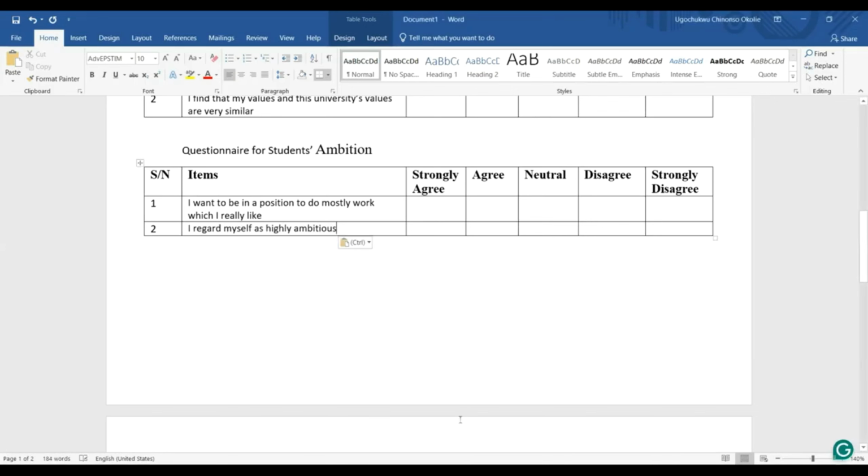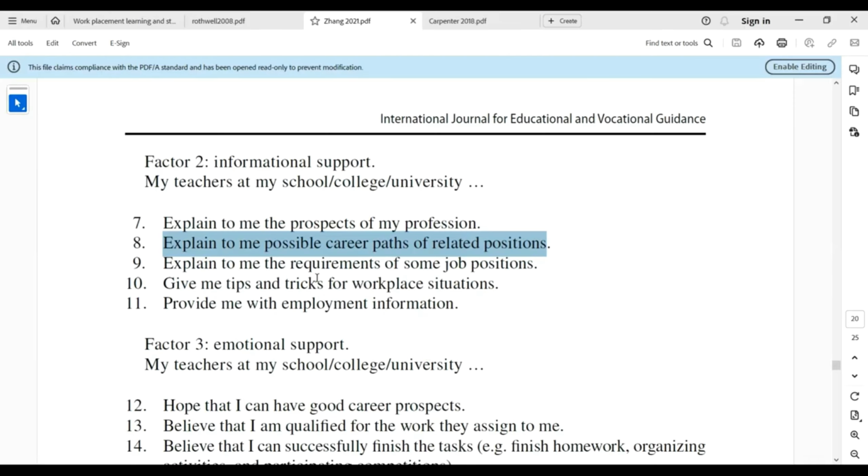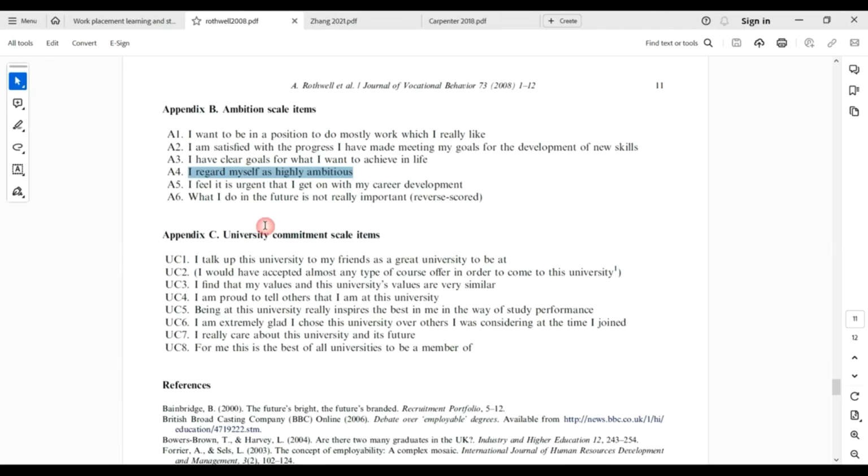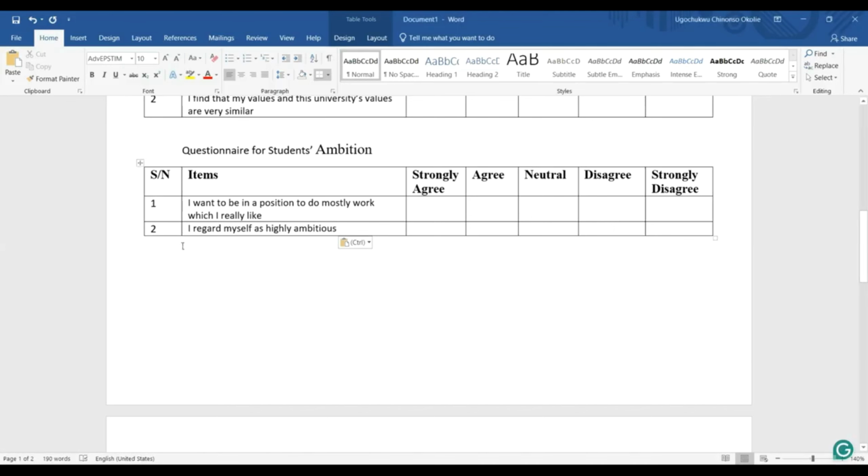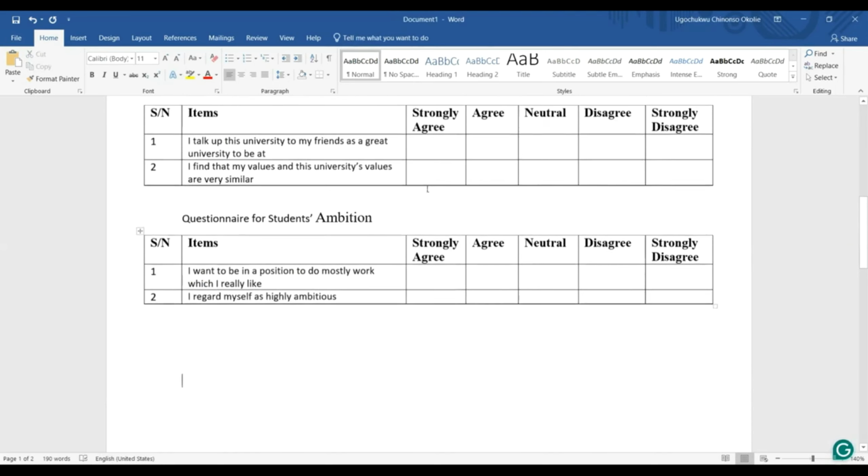So all you need to do is lift all of them. You simply copy all of them, all this A1 to A6, and use them to build your questionnaire. So this is just for demonstration. It's supposed to be all of them. So you use it to collect your data. That means you have adopted the validated measurement scale.